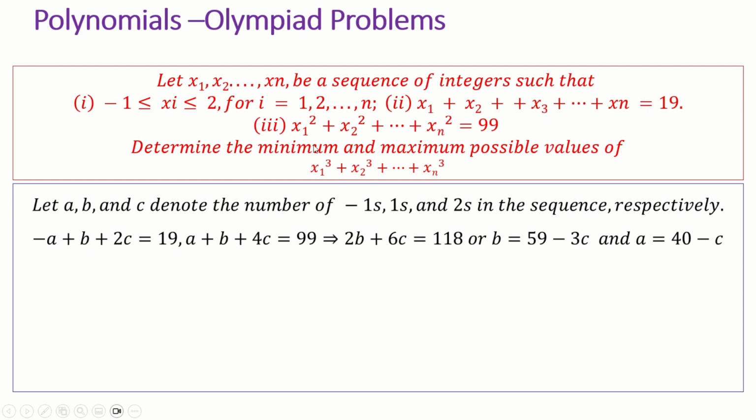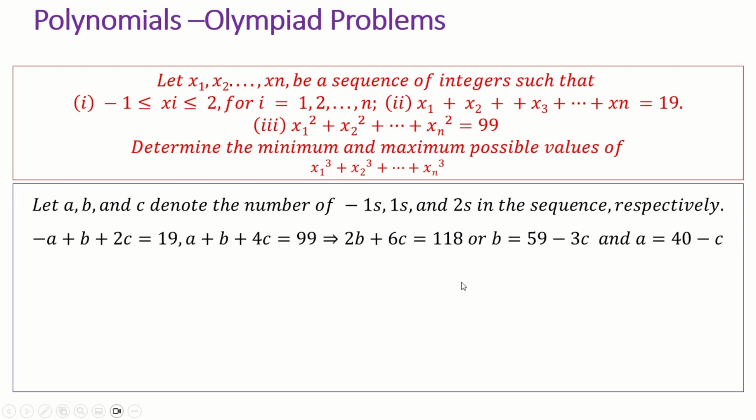And this equation you can rewrite as a number of minus 1 squares, that is 1, plus b number of 1 squares, correct? And c number of 2 squares, that is 4c, equal to 99. Now you understood how we derived these two equations. Now you have two equations in three variables. You can easily bring them into a dependency. So now I have rewritten b equal to 59 minus 3c and a equal to 40 minus c. I wrote b and a in terms of c.